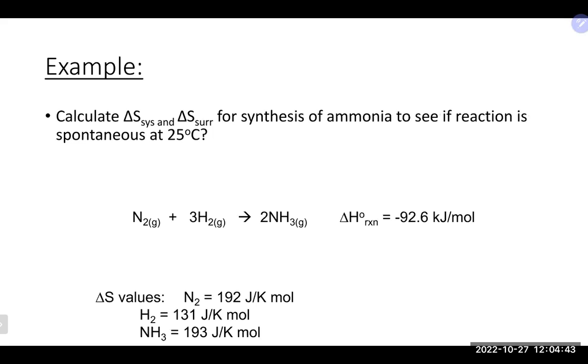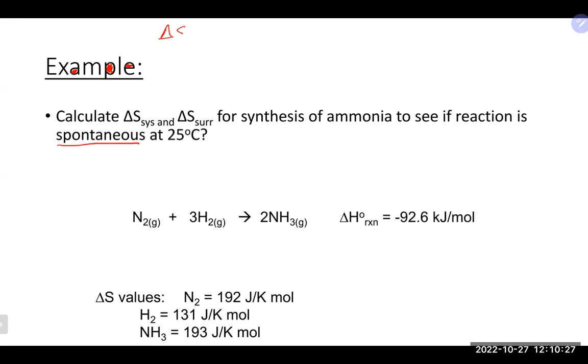All right, so why don't we try one here? So there's all the values you need. So for this one, let's calculate the delta S of the system, the delta S of the surroundings. And we want to know, will the reaction here, the synthesis of ammonia, will it be spontaneous? So I think everything you need should be up there. So take a couple minutes and see what you come up with.